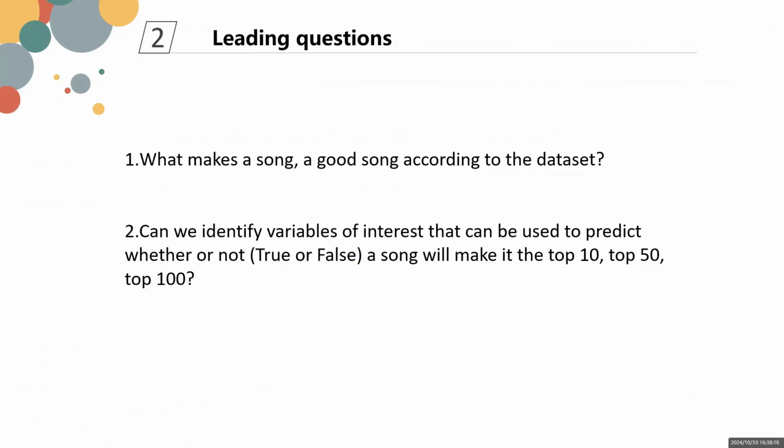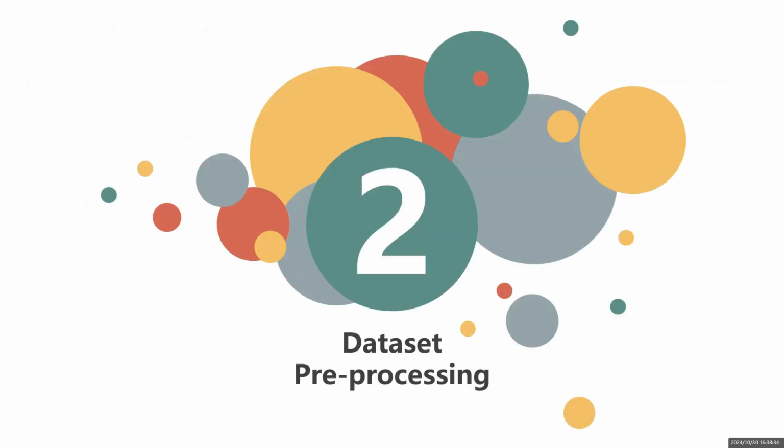We want to know what makes a song a good song according to the dataset. And then we also want to know, can we identify the variables of interest that can be used to predict whether or not a song will make it to the top 10 and so on. Then let's go to the second section, the dataset pre-processing.